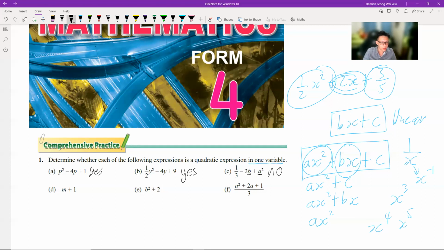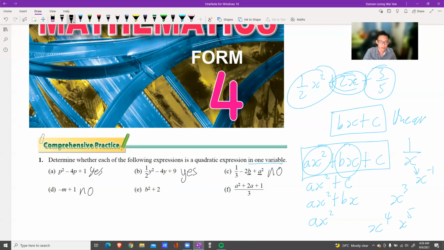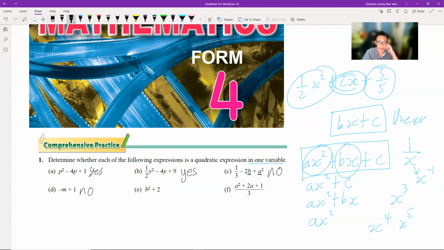This one is also no, because there's no square term. The highest power is 1 here, so this is only a linear expression. So this is not as well. This one, like I said, your b can be 0. So this one also will be a quadratic expression.